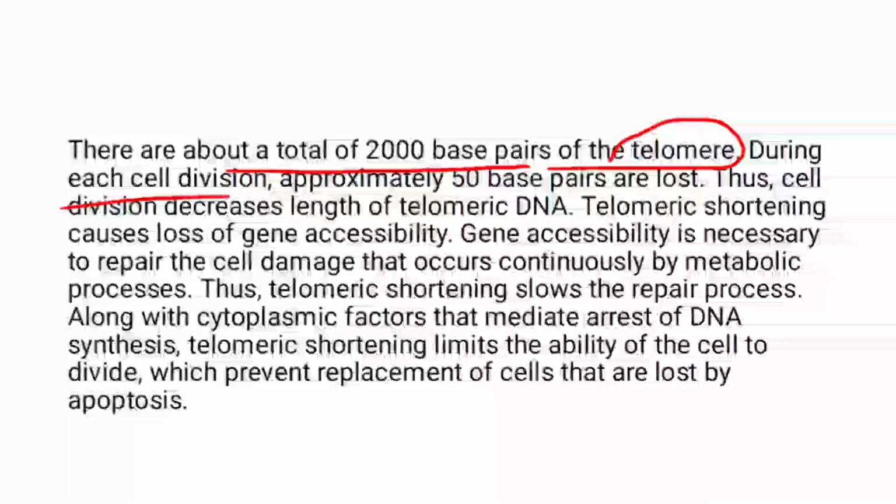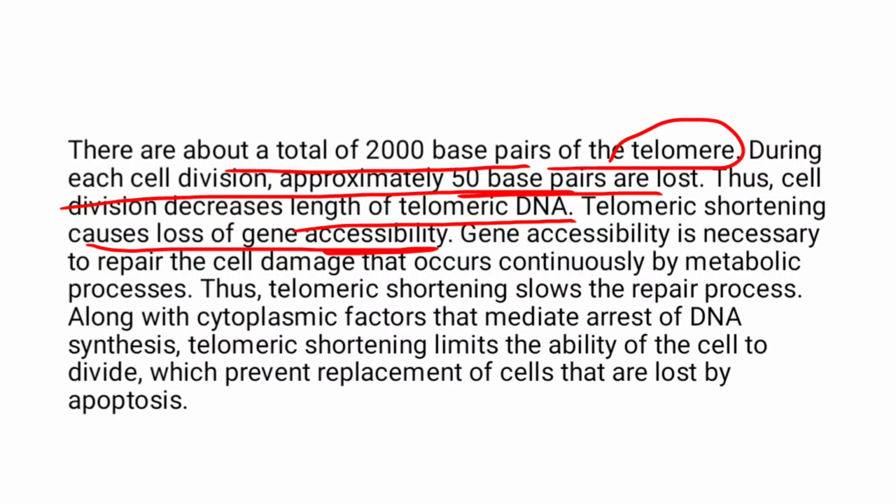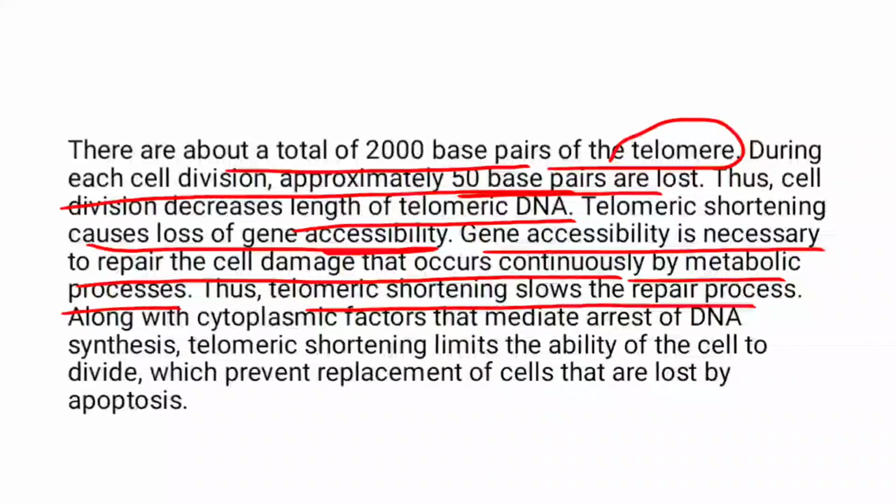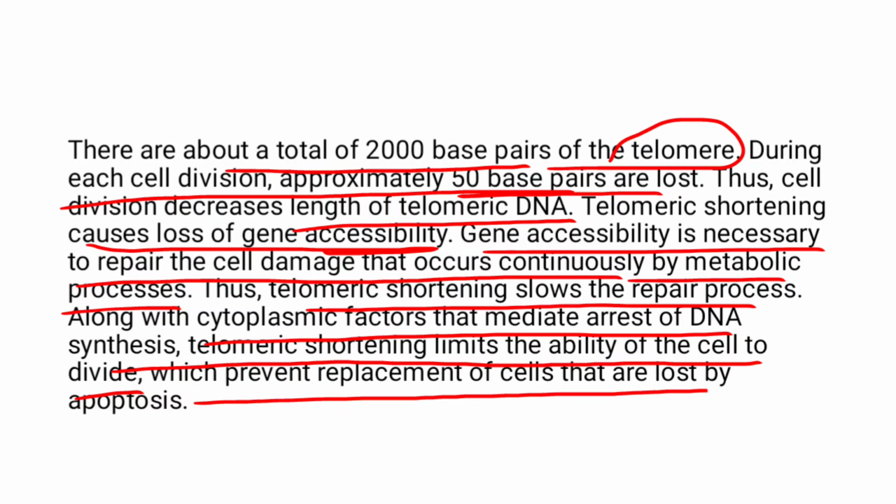There are about 2000 base pairs of the telomere. During each cell division, approximately 50 base pairs are lost. Thus, division decreases the length of telomeric DNA. Telomeric shortening causes loss of gene accessibility. Gene accessibility is necessary to repair the cell damage that occurs continuously by metabolic processes. Thus, telomeric shortening slows the repair process. Along with cytoplasmic factors that mediate arrest of DNA synthesis, telomeric shortening limits the ability of the cell to divide, which prevents replacement of cells that are lost by apoptosis.